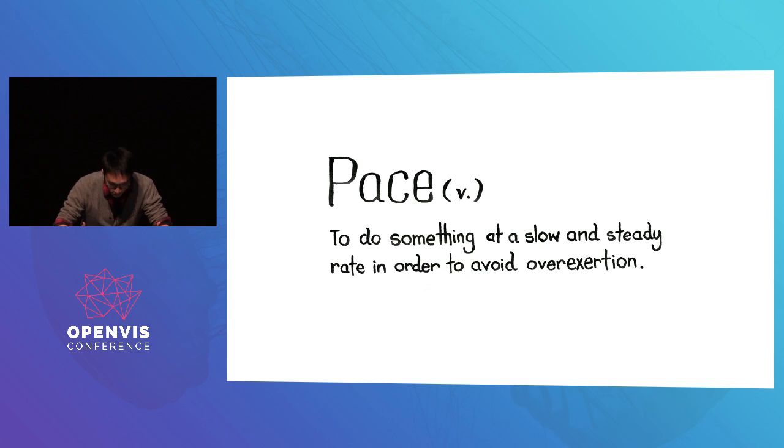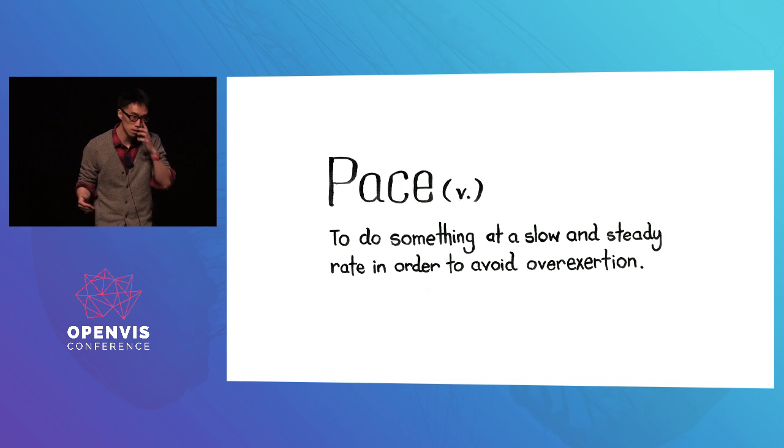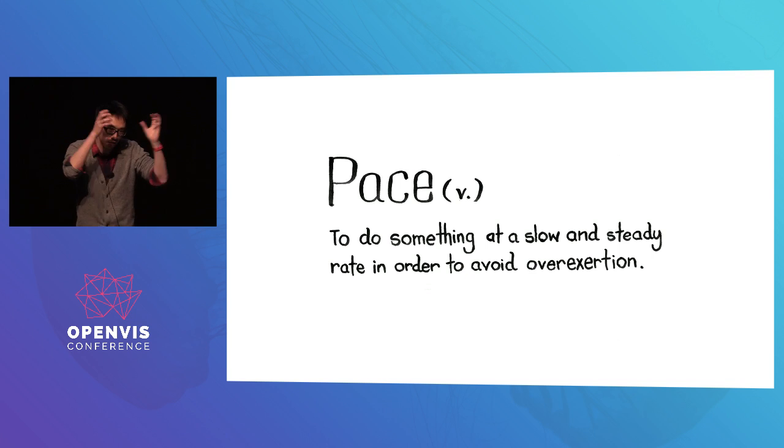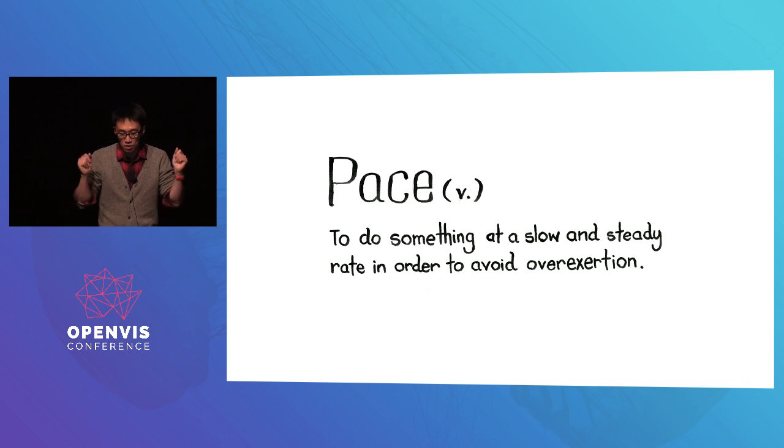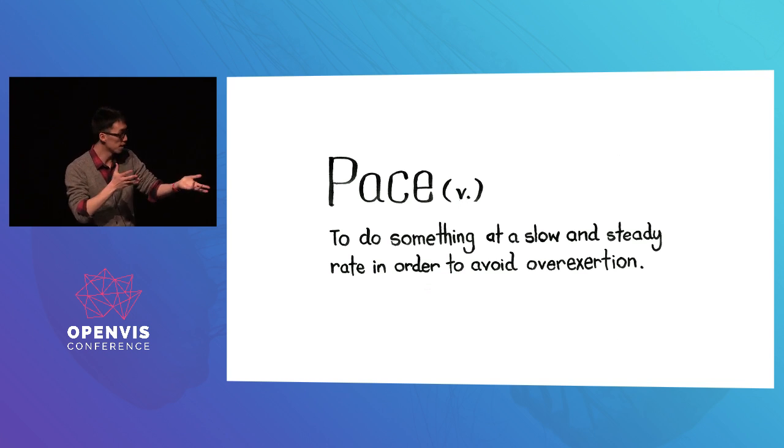Pace is to do something at a slow and steady rate in order to avoid overexertion, right? Remember our idea of short-term memory. You have maybe 7 bits of things in your head at once. You don't want to overexert and blow it up. So how do you take this idea and pace it such that you can move the whole thing through without blowing up that pipeline, kind of similar to the GPU pipeline that was talked about earlier.